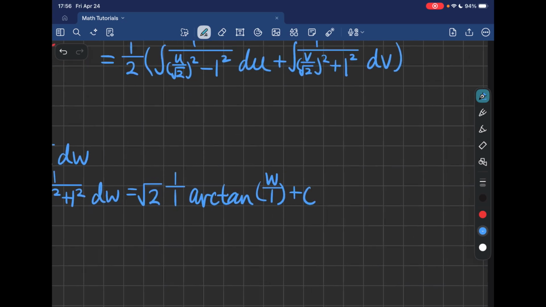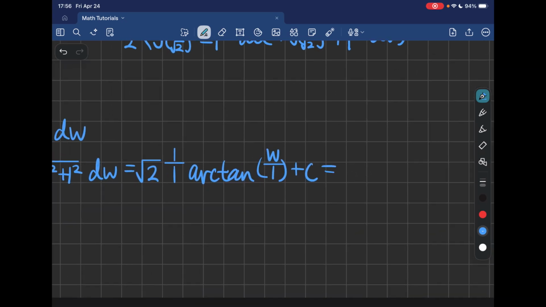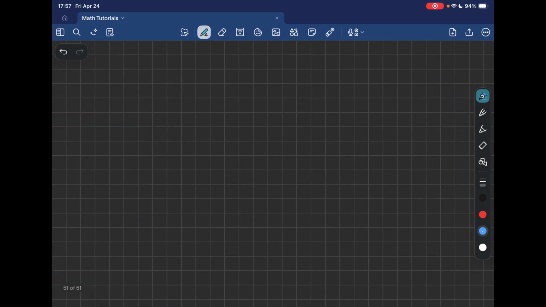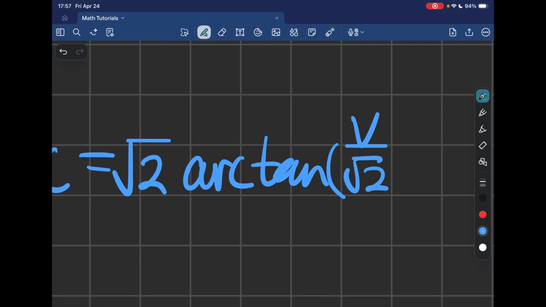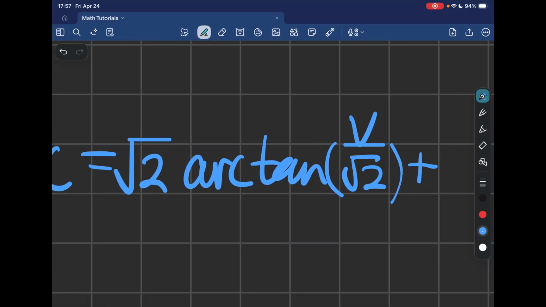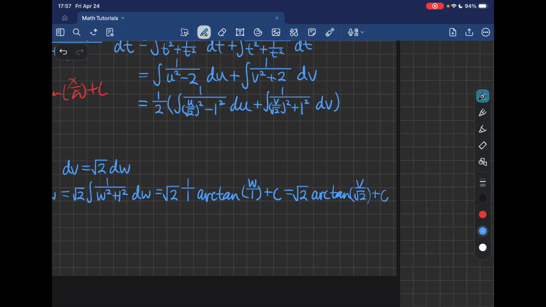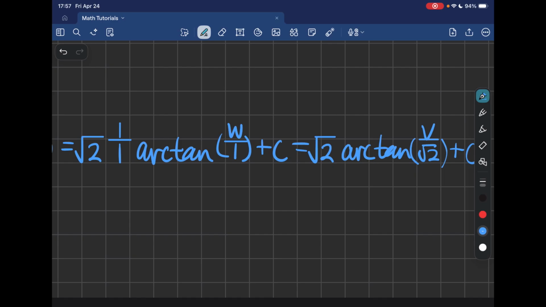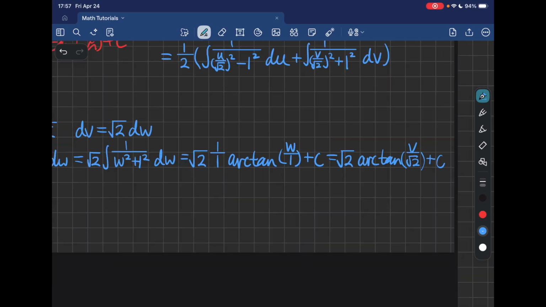So we can make it simple here, and we can just write square root of 2 of arctan. So this is w, which is v over square root of 2. So we just have the original thing here inside. Flip to a new page. Plus c. You don't have to write plus c when you are adding up everything together, but just remember to add it in the end when you are done with the entire thing.